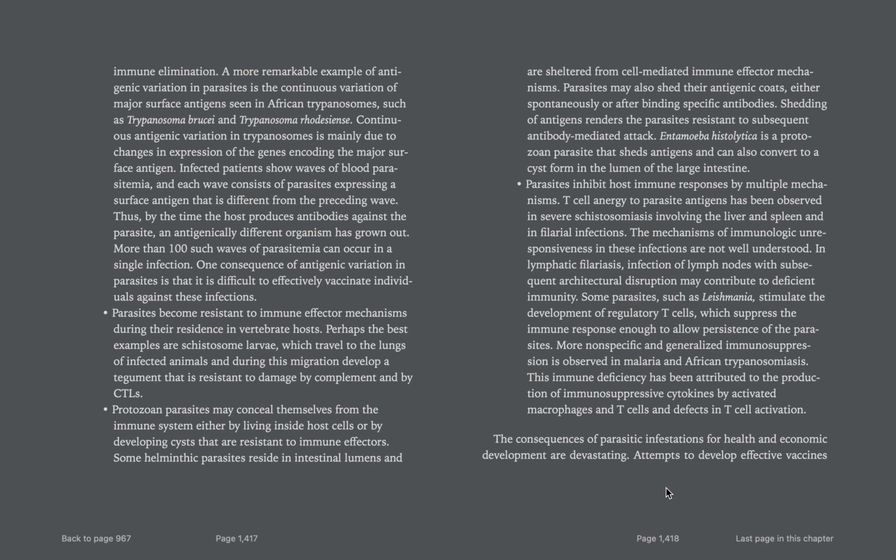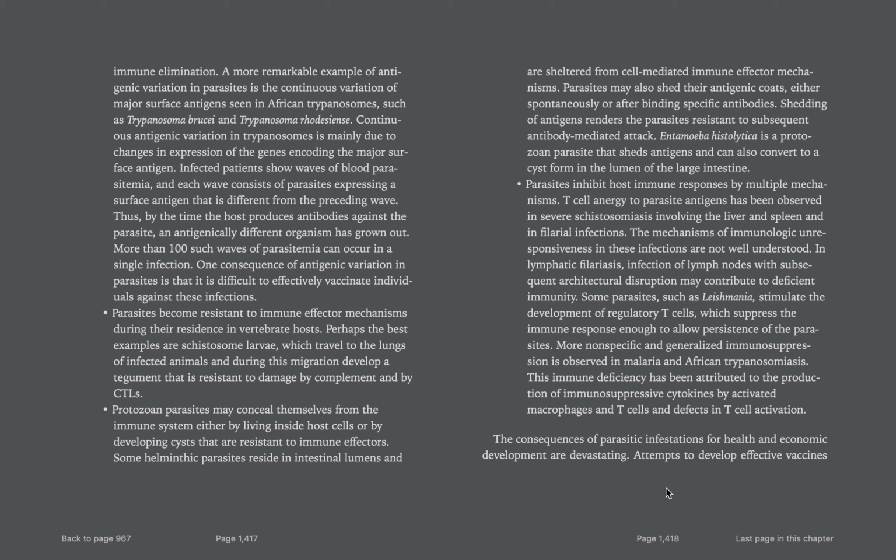A more remarkable example of antigenic variation in parasites is the continuous variation of major surface antigens seen in African trypanosomiasis, such as Trypanosoma brucei and Trypanosoma rhodesiense. Continuous antigenic variation in trypanosomes is mainly due to changes in expression of the gene encoding the major surface antigen.